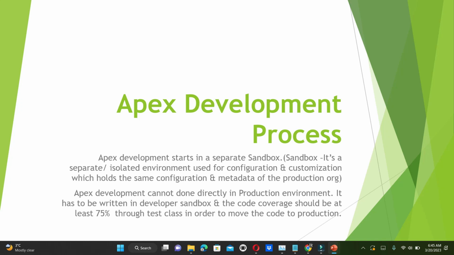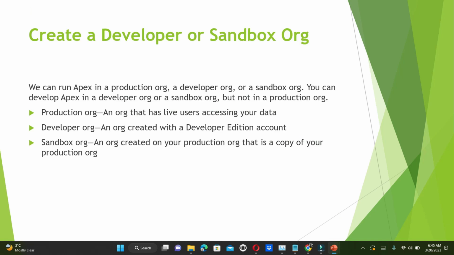It is a separate isolated environment used for configuration and customization, and it holds the same configuration and metadata of the production org. Apex development cannot be done directly in the production environment. It has to be written in a developer sandbox, and the code coverage should be at least 75% through test classes in order to move the code to production. So let's move on to the next slide.